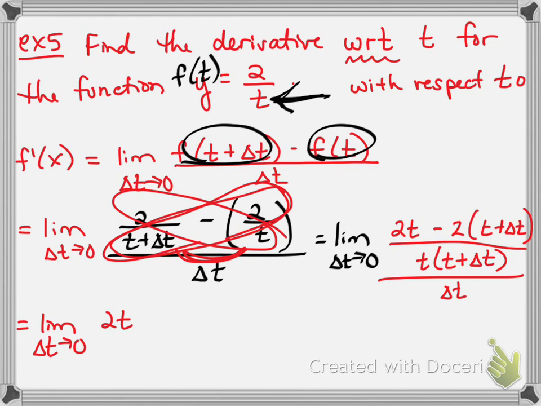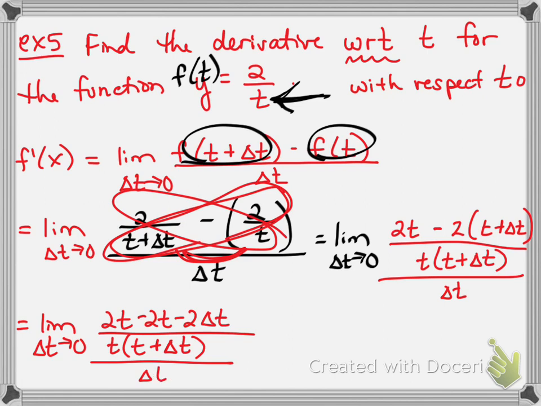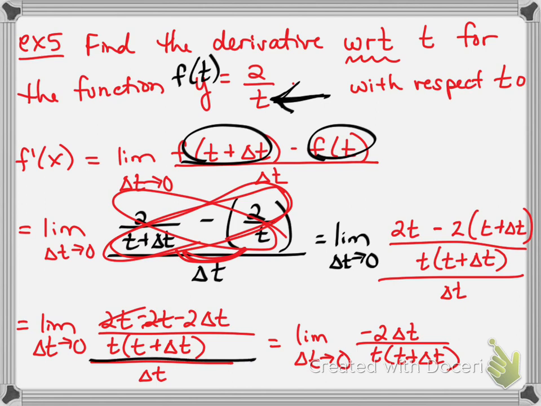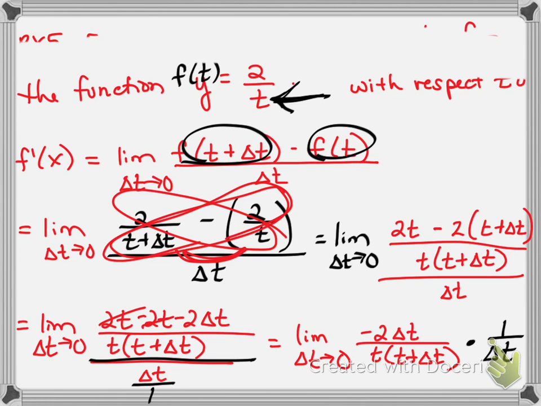You're going to do a little distributing in the numerator. I recommend you not distribute the denominator. Some things are going to subtract out. And let's take care of this division with delta t. Let's make it a fraction. And let's flip it up here and multiply by its reciprocal. Almost done.